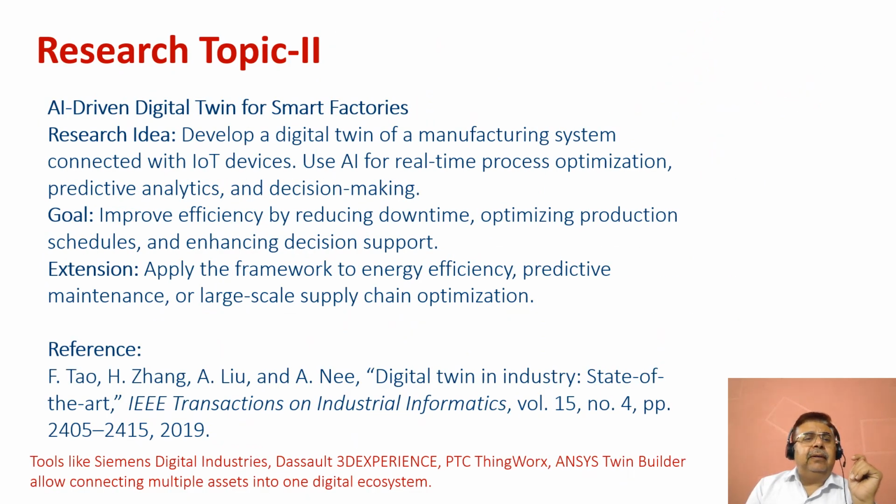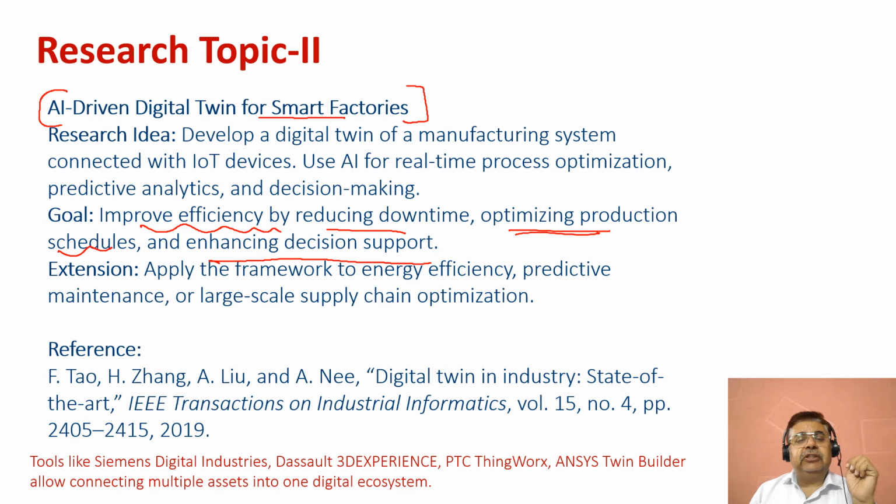Now you see here, an AI-driven digital twin for smart factories. In the previous slide, it was applied to only one machine. Now we are applying it to a number of machines in one line. If there are 10 machines, it is possible to create a digital twin of that entire line. What we want to achieve with that is to improve efficiency, reduce downtime, and ultimately optimize our production schedules. These are important for us for decision making.